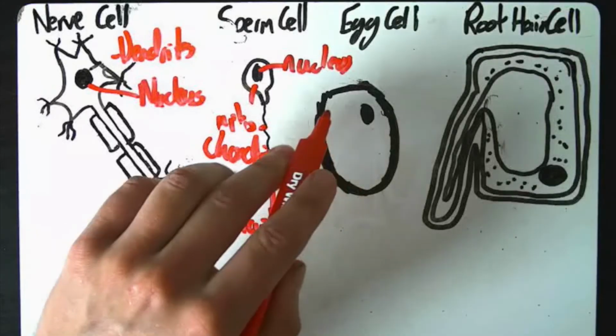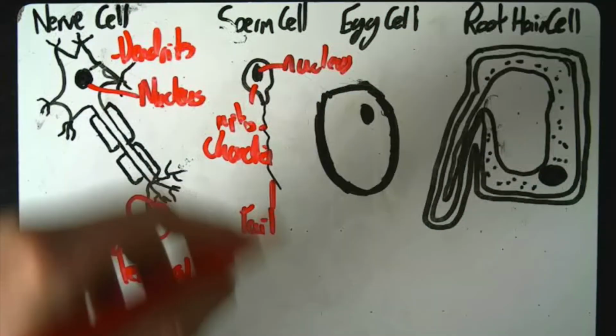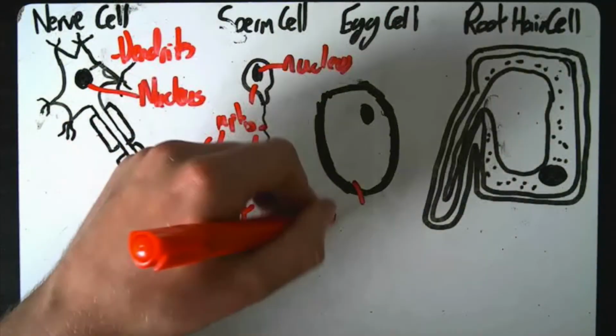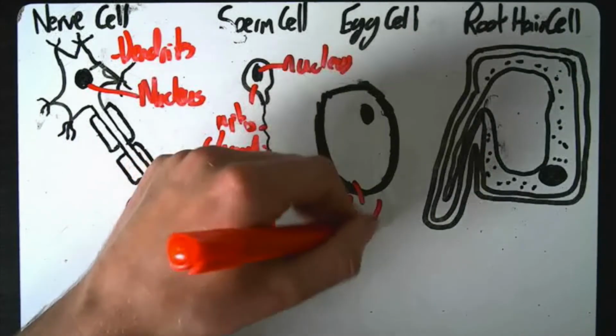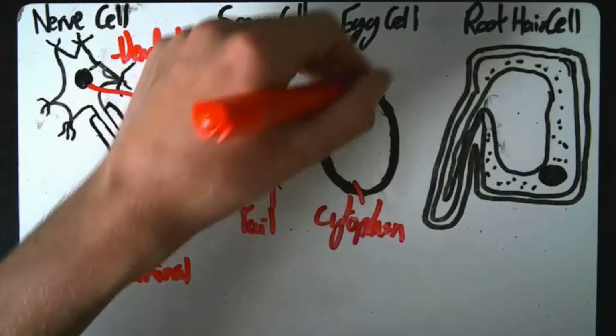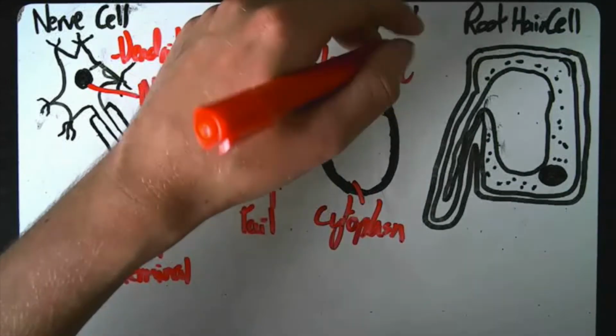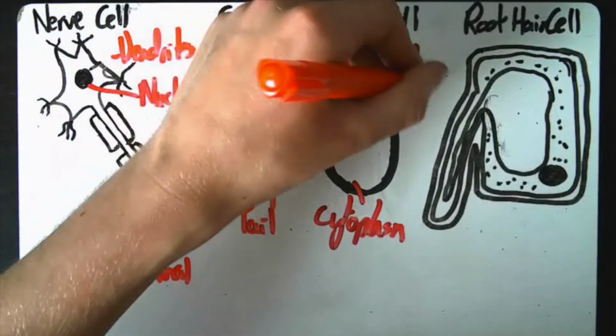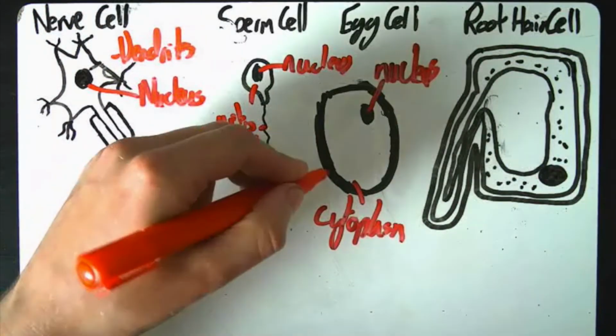We're going to look at the female egg cell here as well. On the inside we've got the cytoplasm and a nucleus. And this is surrounded by the cell membrane.